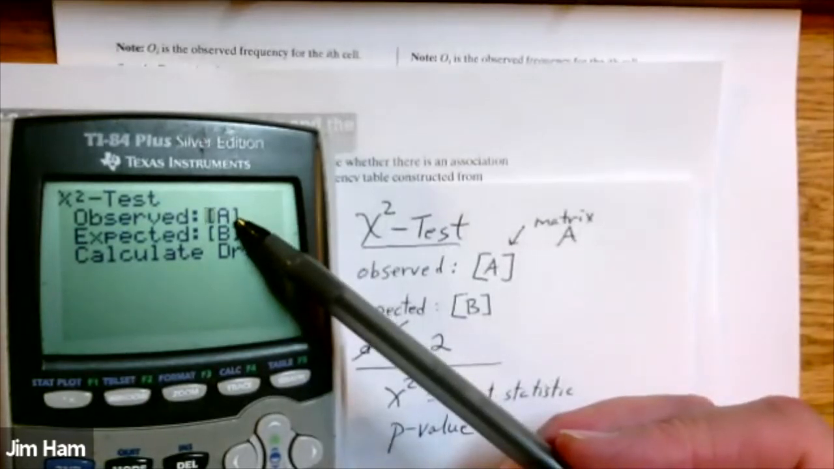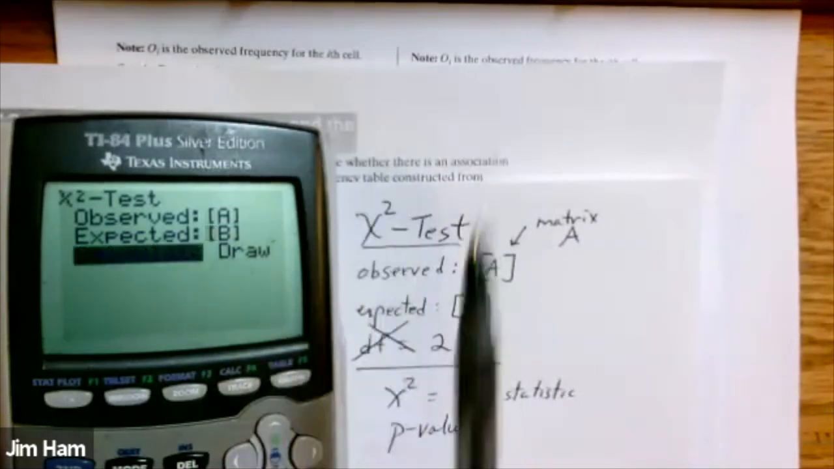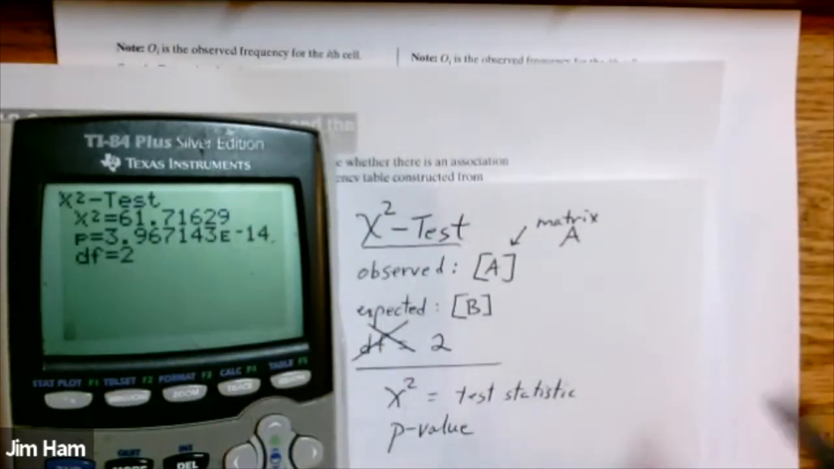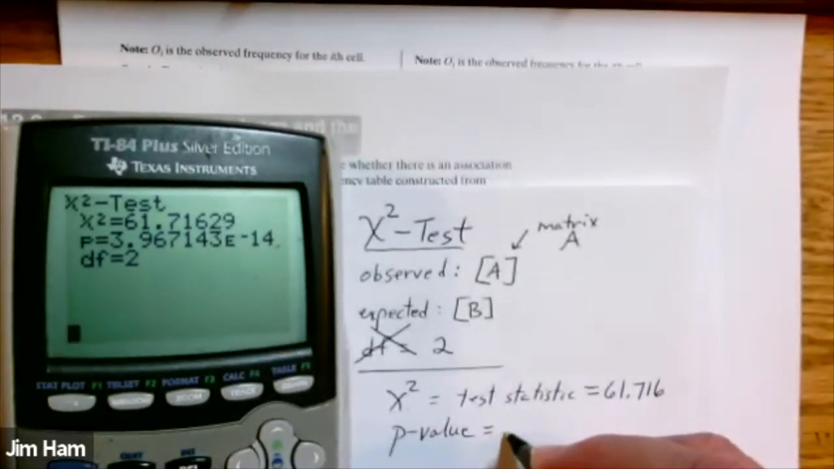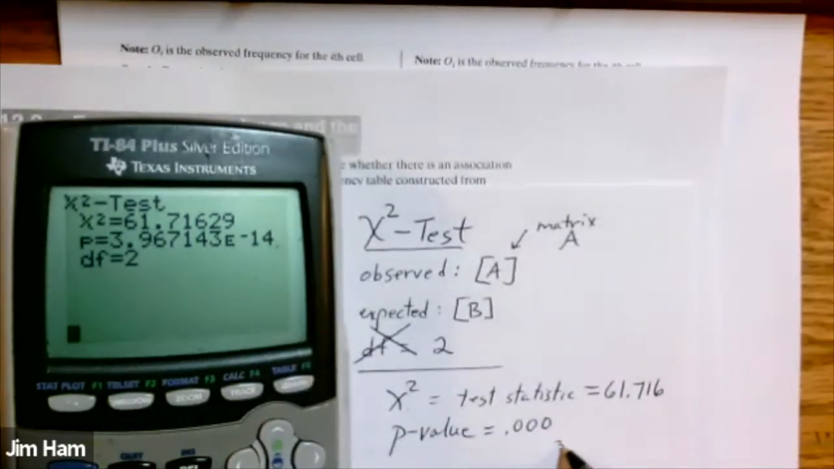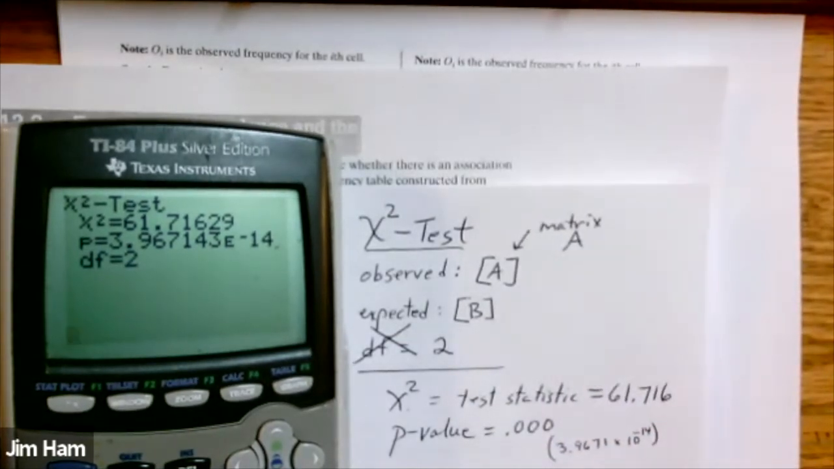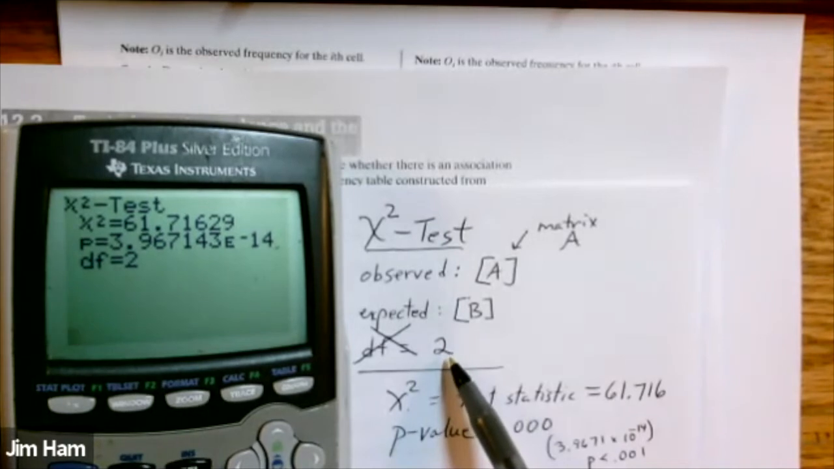So always leave A in the observed, always leave B in the expected with the brackets around them because this calculator understands those to be matrices, and then come down to calculate. It's going to calculate for us the test statistic, 61.716, and the p-value 0.000. Right, so this is 3.9671 times 10 to the -14. So it's hugely close to 0, if that makes sense. Very, very close to 0. A lot of times we'll just say p is less than 0.001. And notice it did give us the degrees of freedom when it calculated it for us.